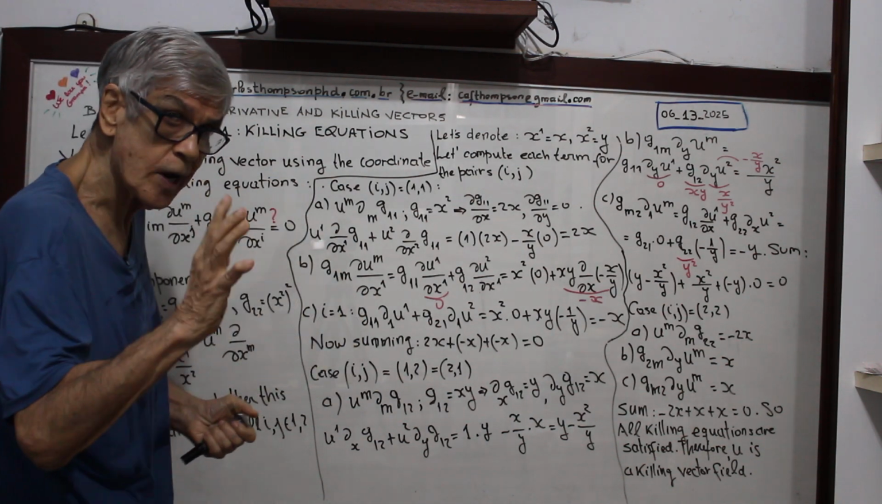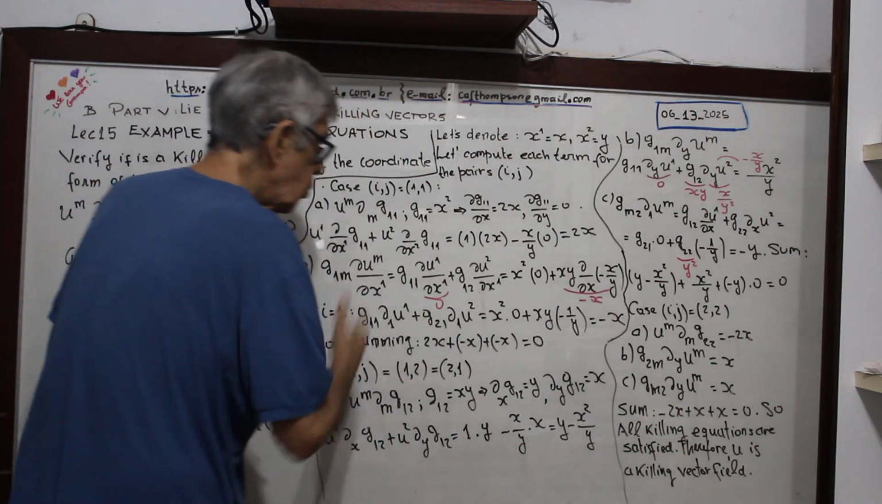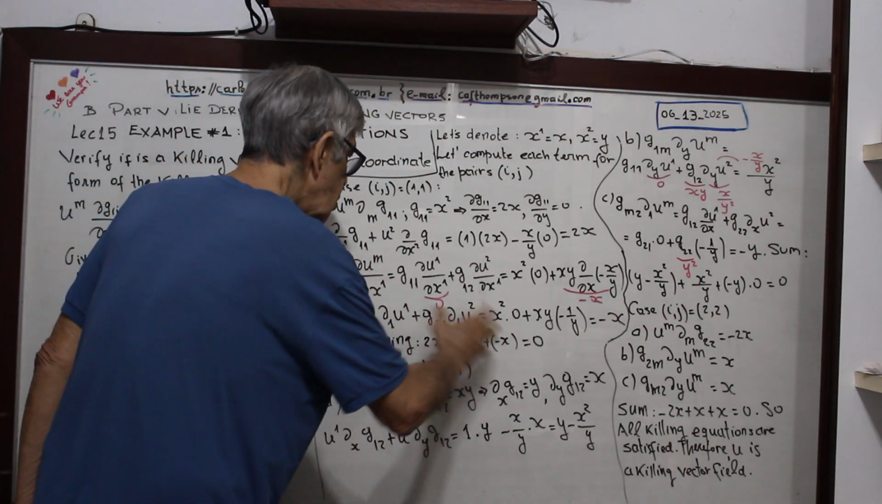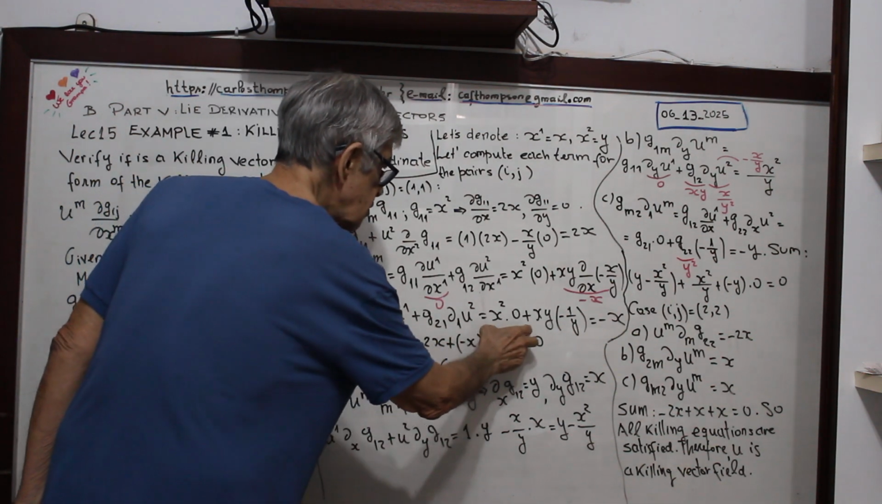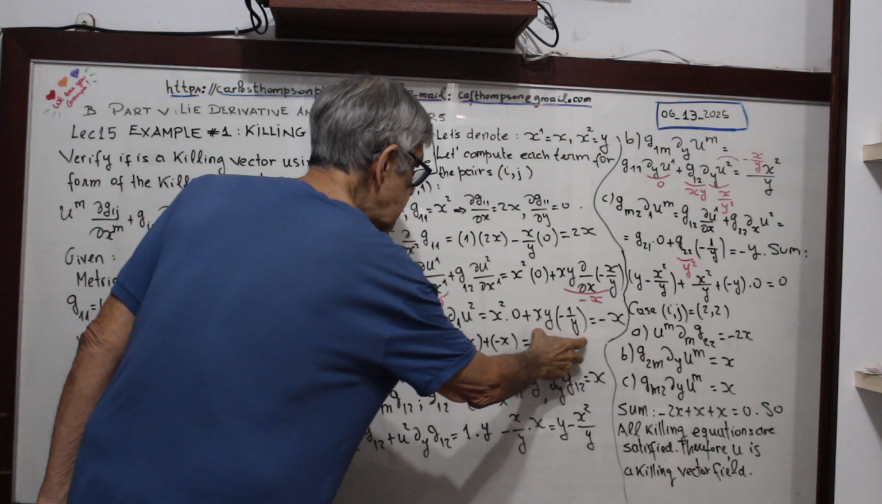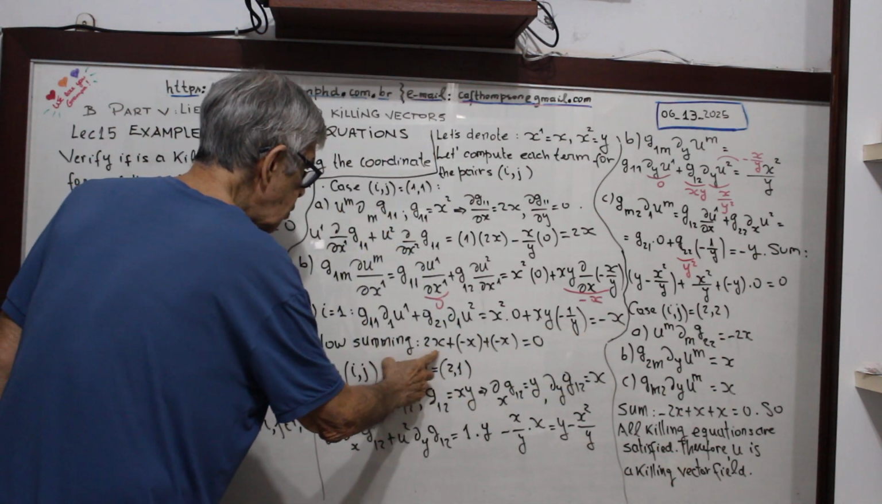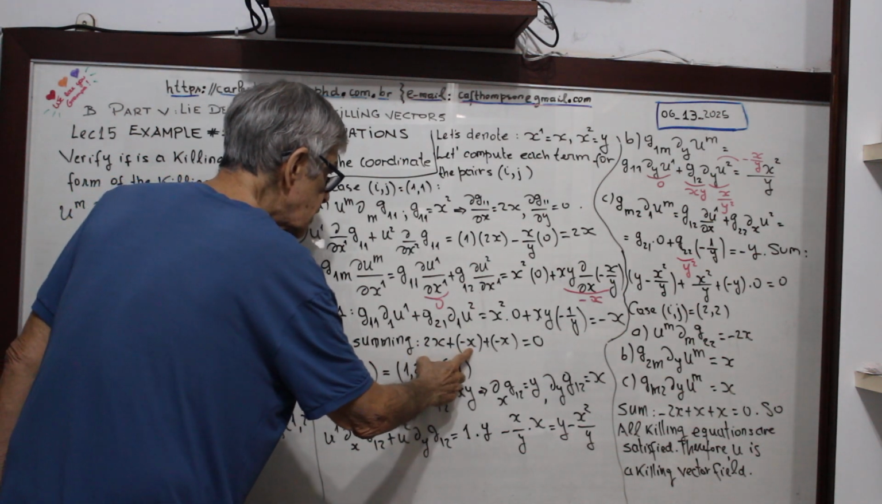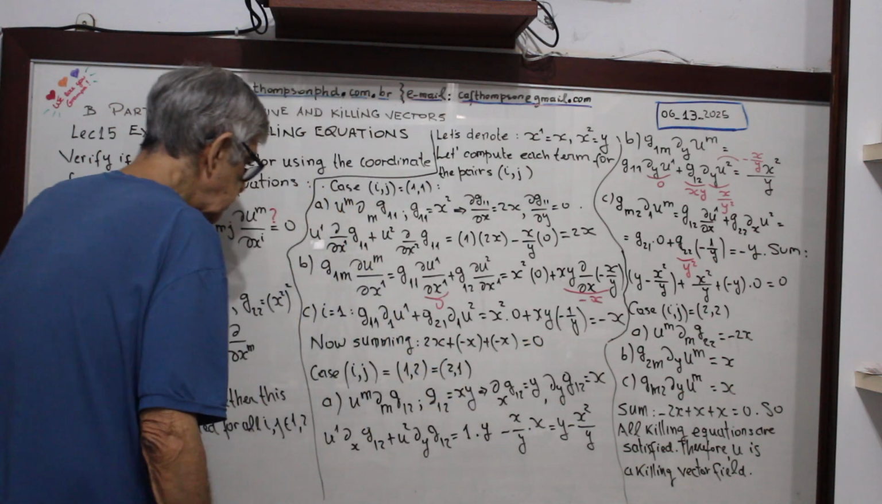I want to check, so if you verify the coordinate form, it's quite easy now. You just substitute. This is the derivative, the derivative is minus x. Now summing, you have 2x plus minus x plus minus x. This cancels, this will be 0.